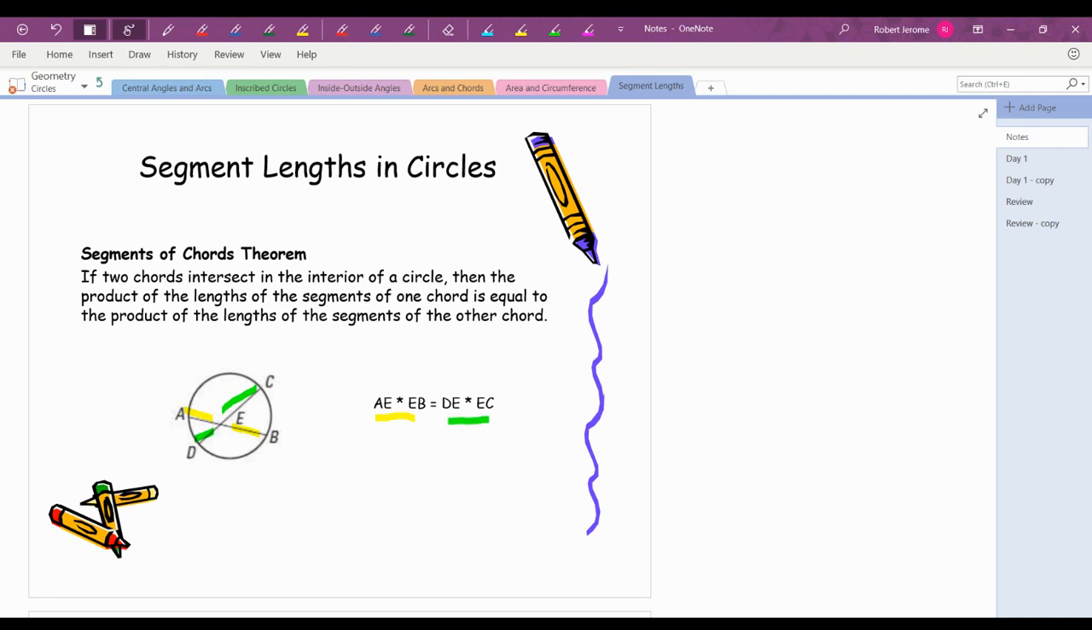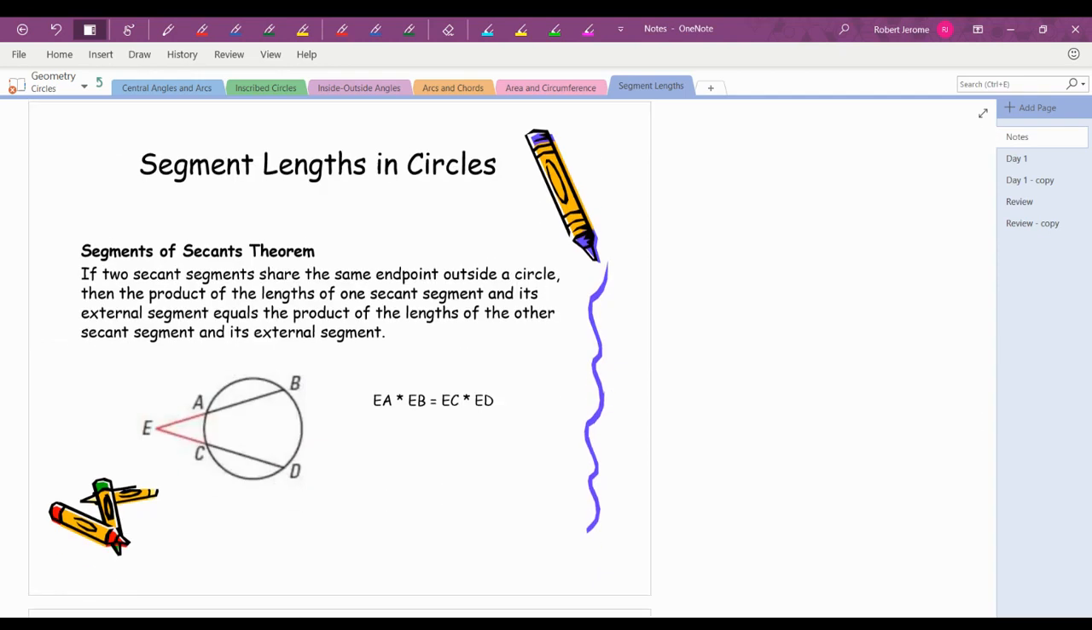So in our first rule, when we're dealing with two chords, we're going to take the two parts of the first one, multiply them together, and that equals the two parts of the second one multiplied together. So not an overwhelming thing. We just got to know what we're dealing with. We're dealing with chords in this case. Let's look at another example here.